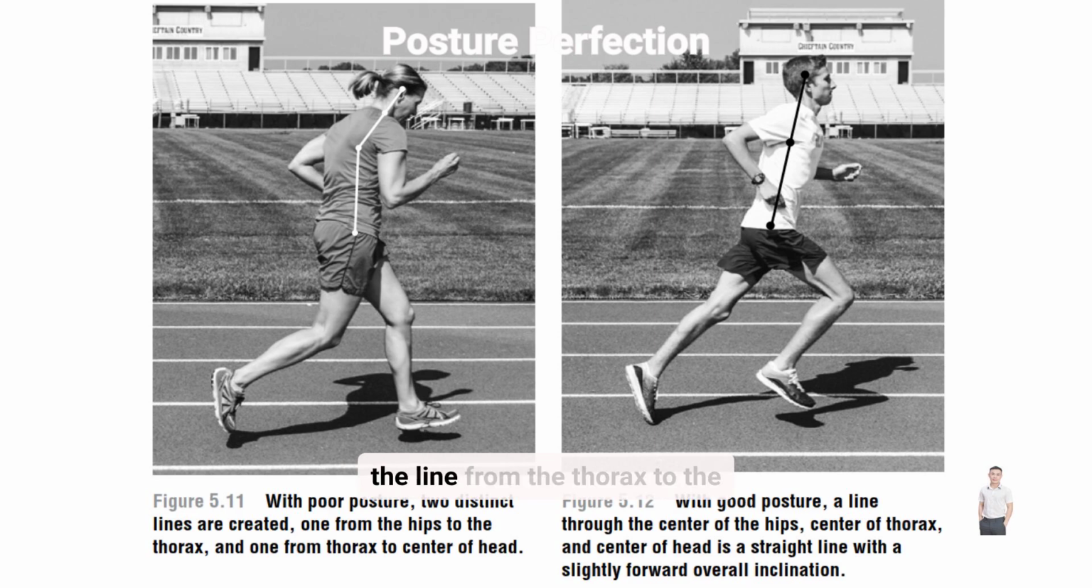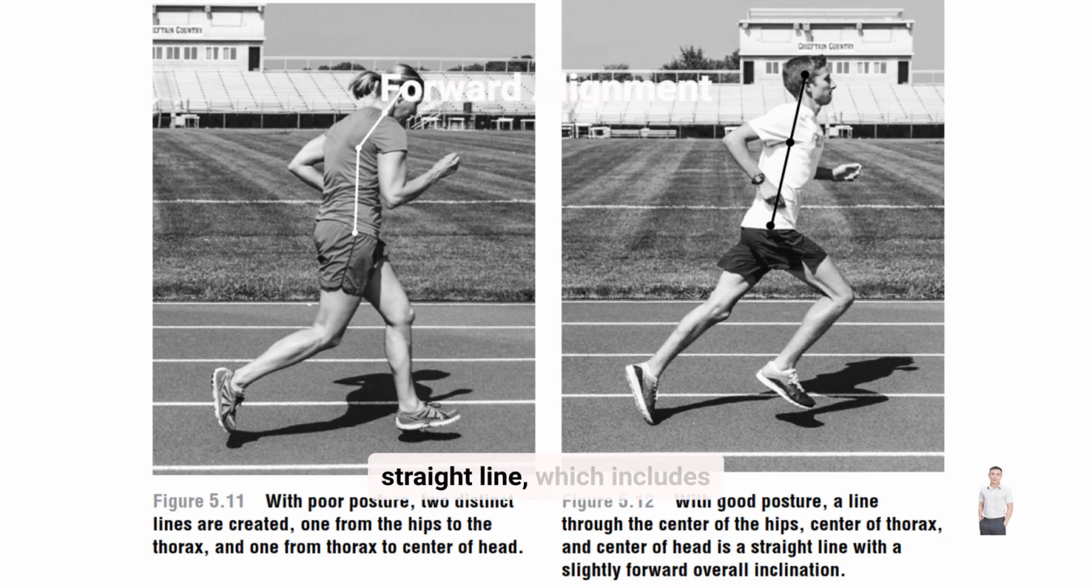More commonly, the line from the thorax to the skull is inclined forward compared with the line from the hip to the chest, and this can produce form trouble that hurts performance. Figure 5.11. The ideal complete straight line, which includes all 3 points, hip, trunk, and head, should have a slight forward inclination. Figure 5.12. Don't be confused by this. It is bad when the upper line from the trunk to the head is inclined forward relative to the lower line from the trunk to the hip. But it is very good when the two lines make one straight line, and that whole line is leaning forward.